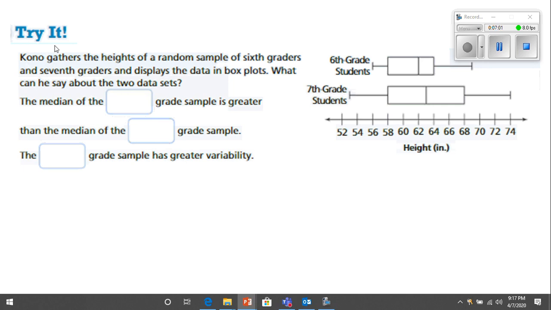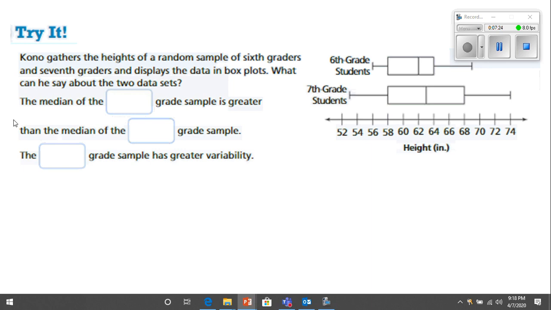All right. Now we're just making inferences about all this stuff. And remember, an inference is nothing more than some type of information you can pull from the data. Let's look at this example. Kono gathers the height of a random sample of 6th graders and 7th graders and displays the data in box plots. What can you say about the two data sets?